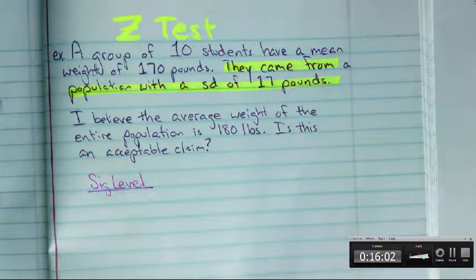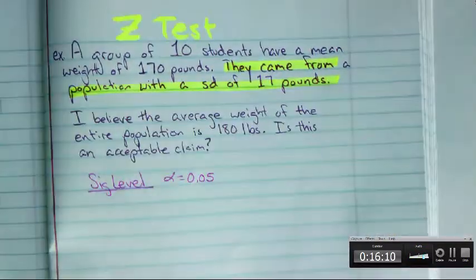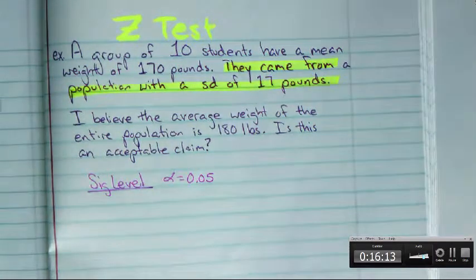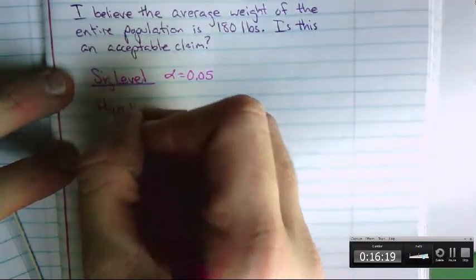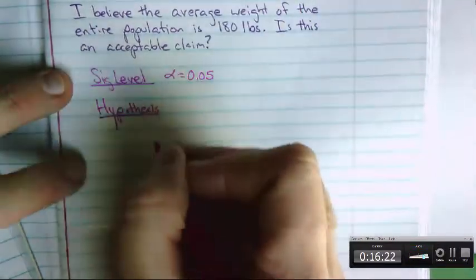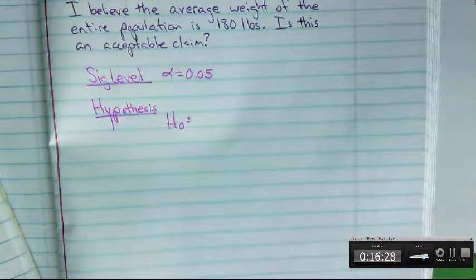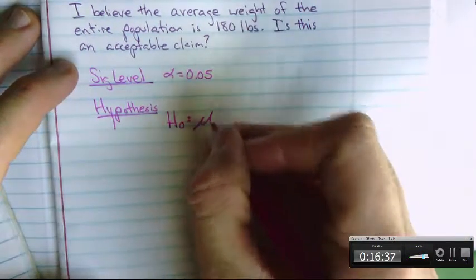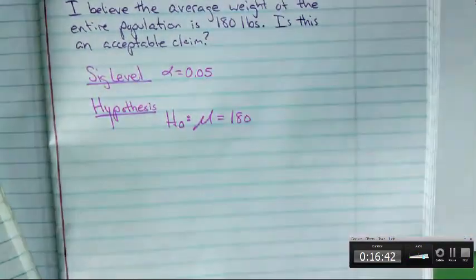It does not tell you what the significance level is, so we're just going to do alpha equals 0.05. Step 2 is come up with our hypotheses. The null: you assume that the claim is true. What's the claim? That the average population weight is, sorry, mu is 180.